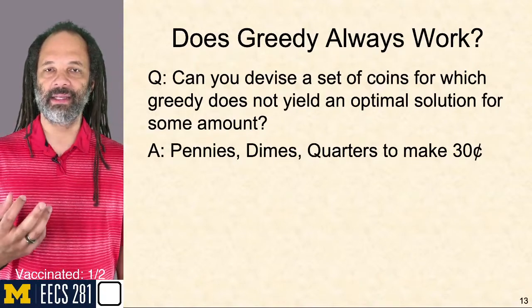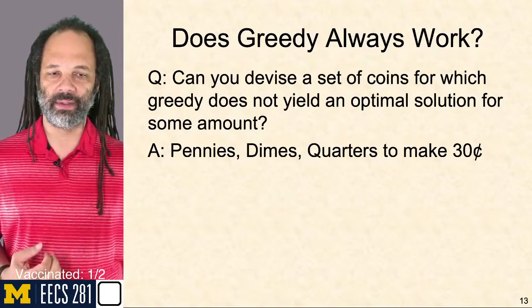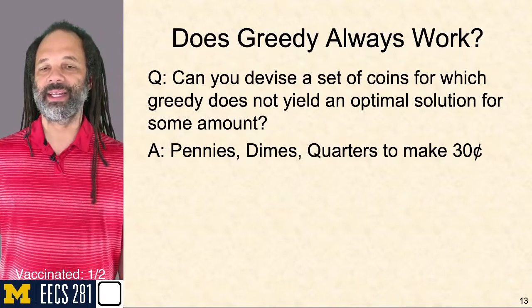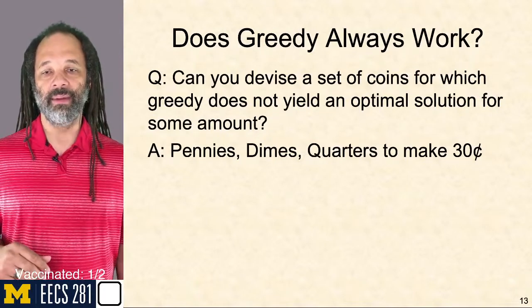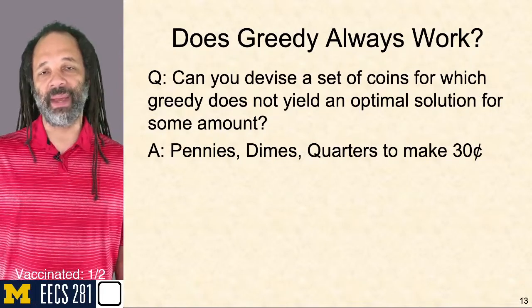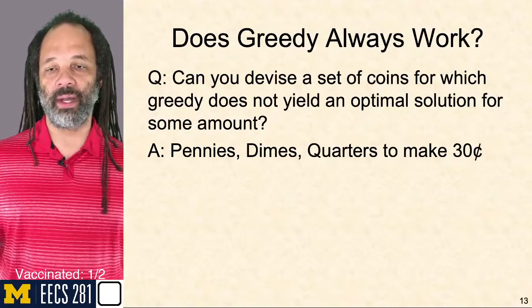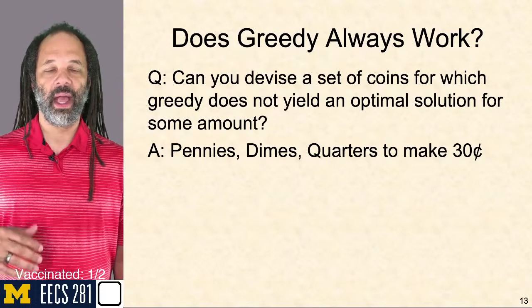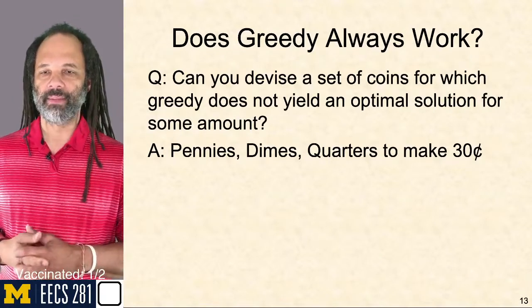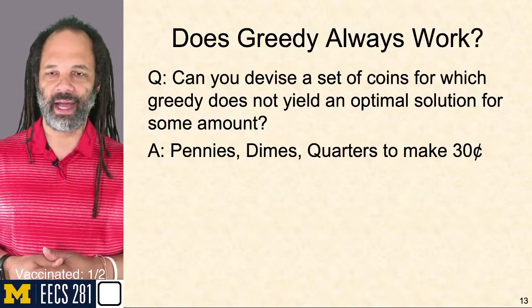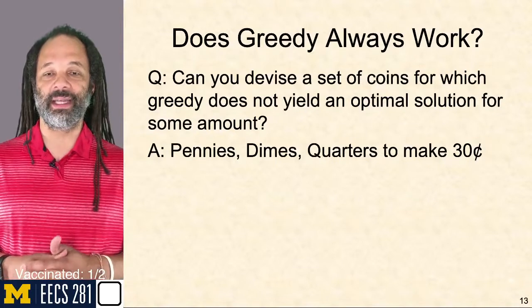In this case, I'm going to ask you this question here. Can you devise a set of coins for which greedy does not yield an optimal solution for some amount? You can pick the amount you want, or you can pick the denominations of the coins. Either way, how can you do it? And this slide did not get an answer delayed, so there's the question and the answer all at the same time.